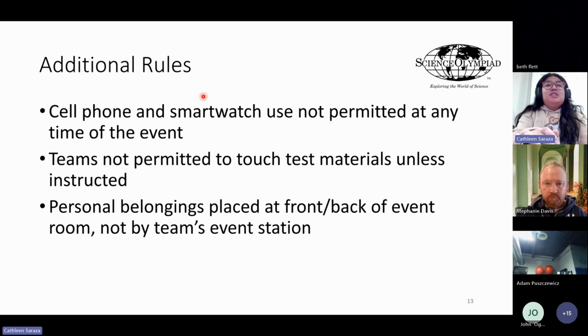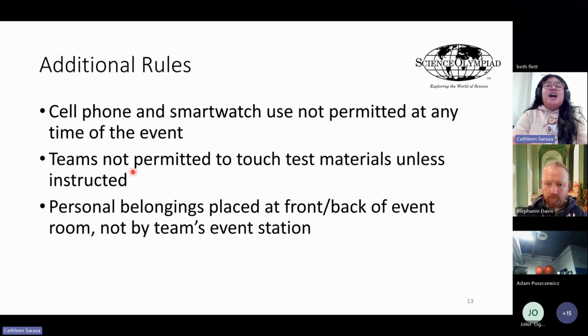For smartwatches, it's in their best interest not to have them because it just makes things more level for everyone. We don't want people using timers on their smartwatches or trying to communicate. Not saying anyone has, but just in case. I will be providing a clock in case the clock provided in classrooms isn't accurate or is not working.